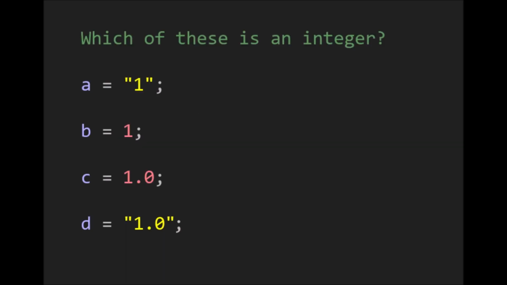Question 1. Which of these is an integer? The answer here is variable b. This is because an integer is a whole number.